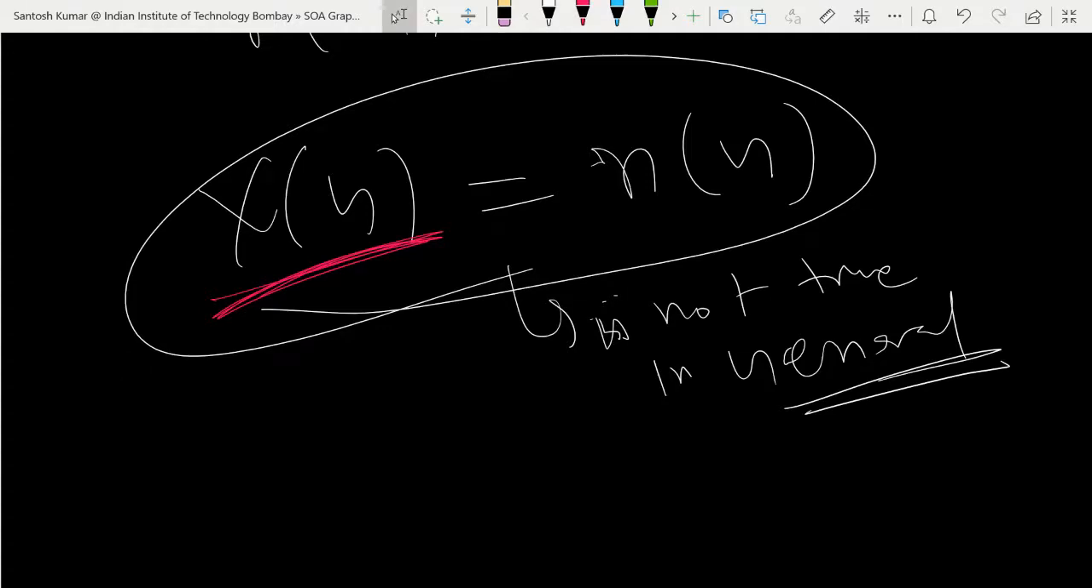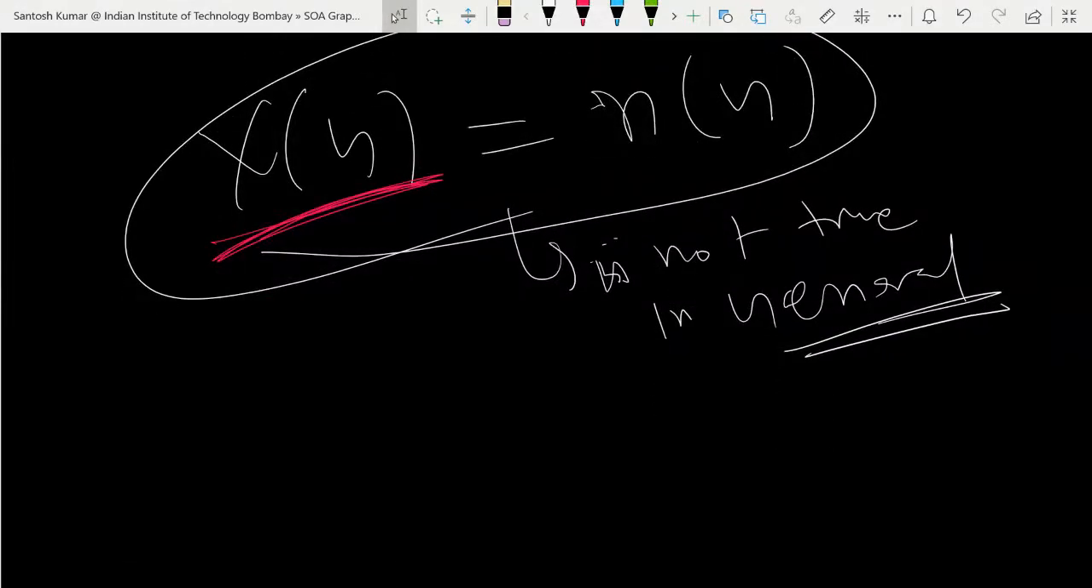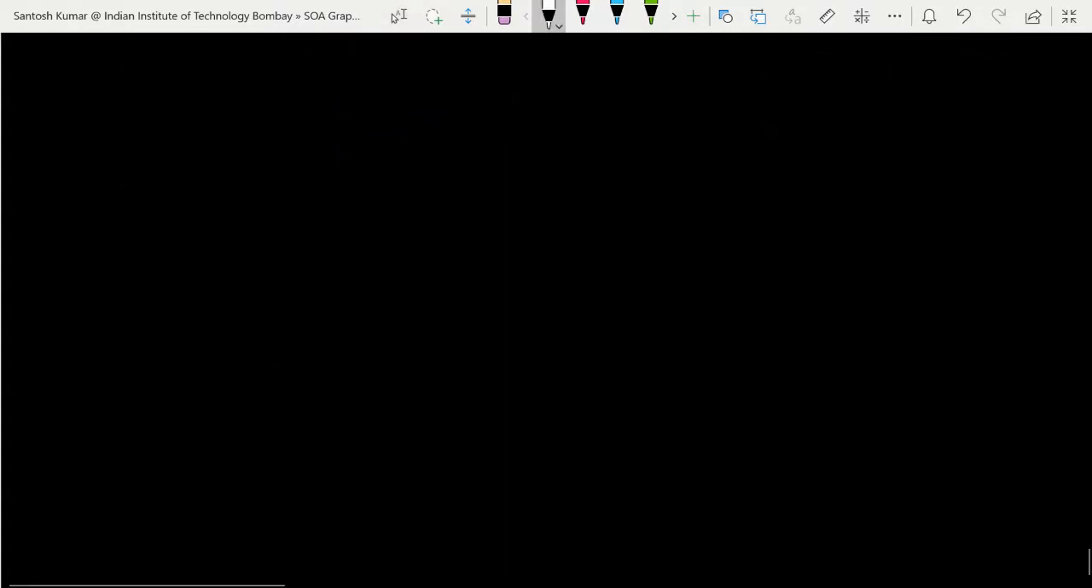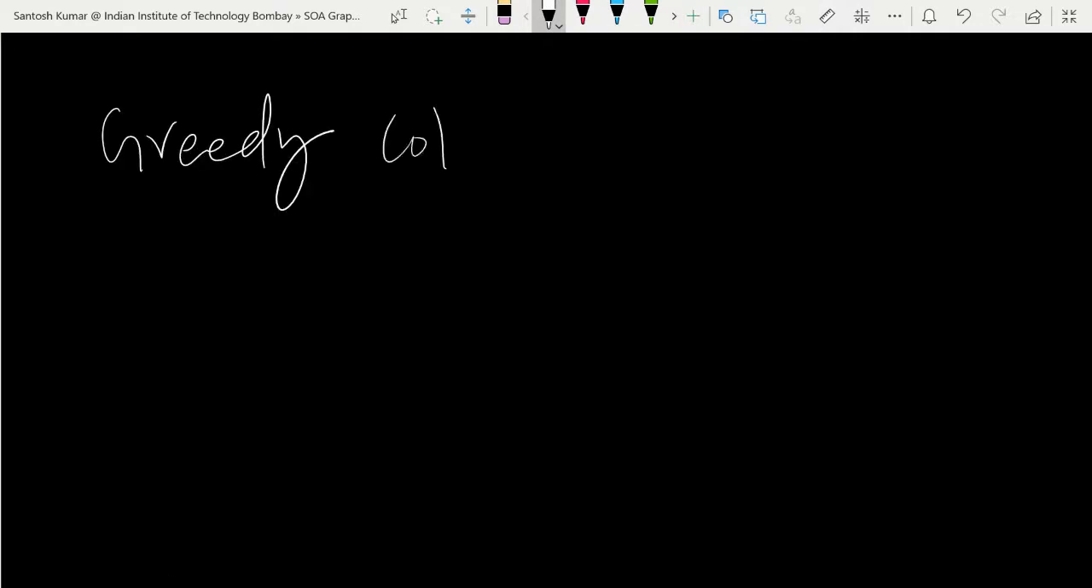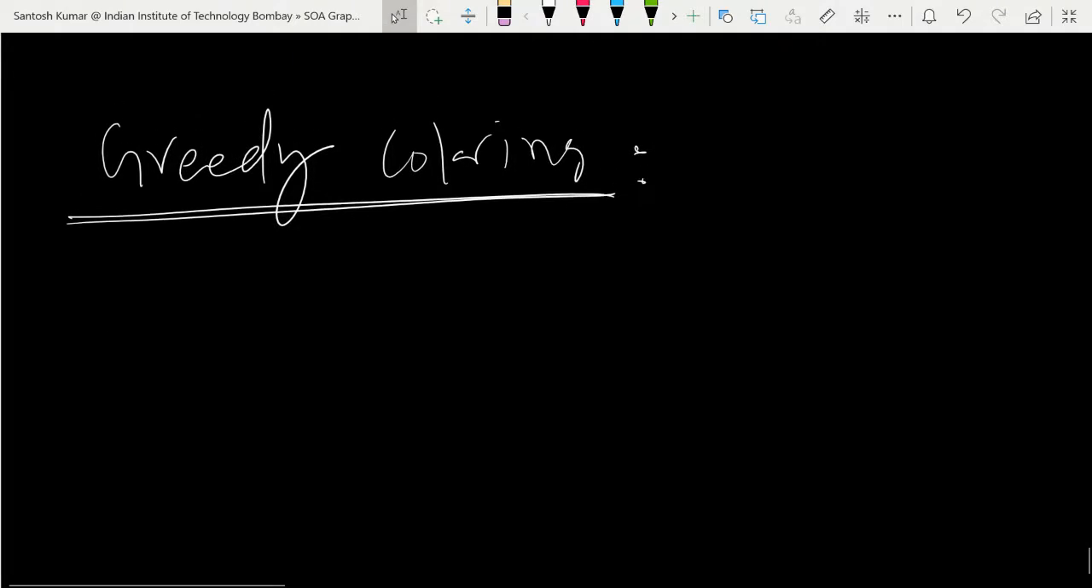There are algorithms that we can use to try to find the upper bound. In one such algorithm, we can improve the upper bound by simply coloring the vertices in some order and always using the least available color. The name of the algorithm is the greedy coloring algorithm. Does anyone know about greedy coloring, yes or no?